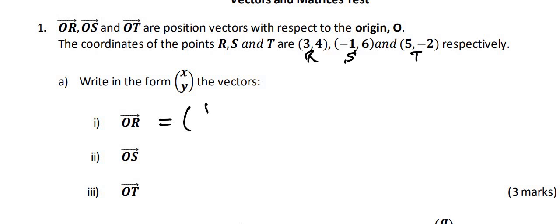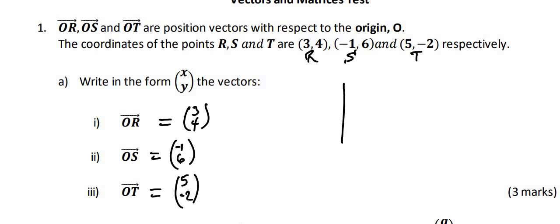So position vector OR is the position vector of the point R, and point R is located at (3, 4). So the position vector will also have the same values for its components, 3, 4. OS likewise is the position vector of S, and the components will be -1, 6. And the components of OT will be 5, -2. In case you're wondering, we could just quickly highlight this.